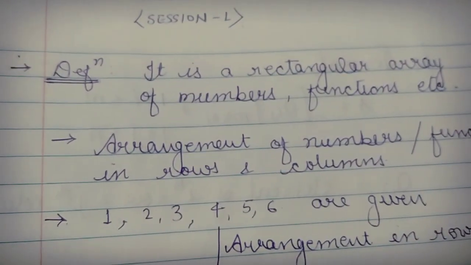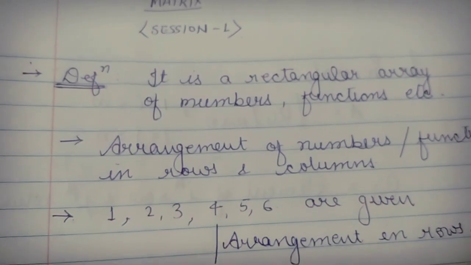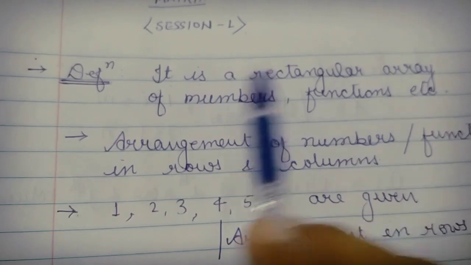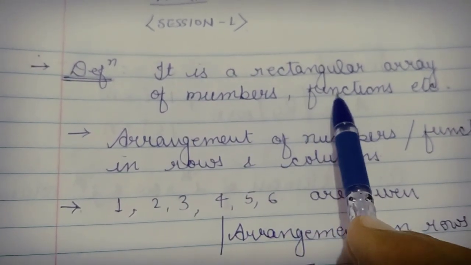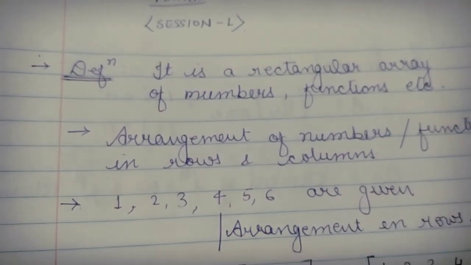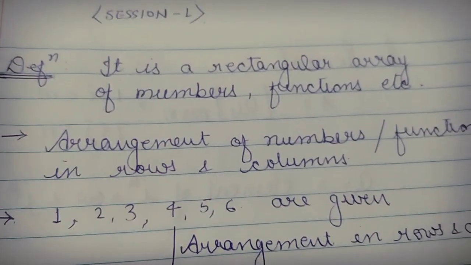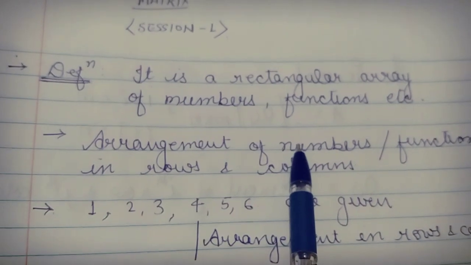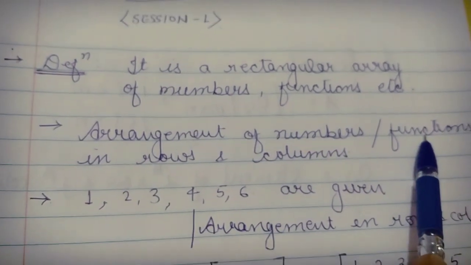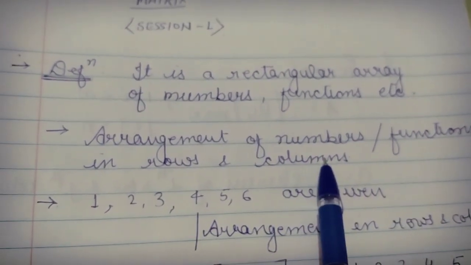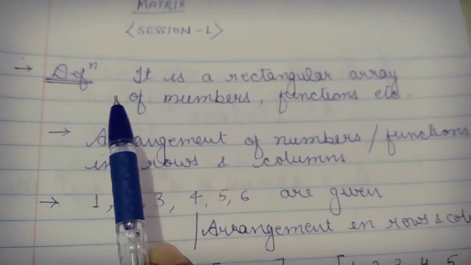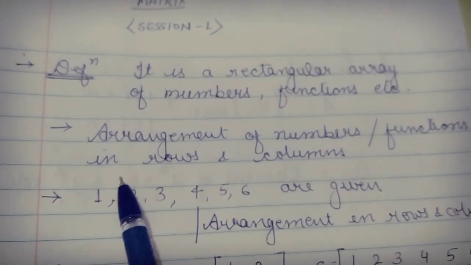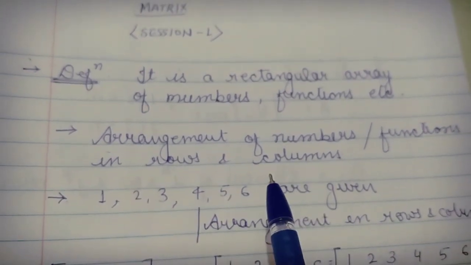What is the matrix? The answer to this question is that it is a rectangular array of numbers, functions, etc. That means it is nothing but an arrangement of numbers or functions in rows and columns.